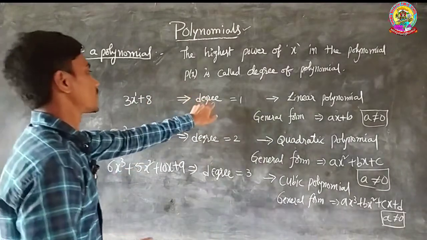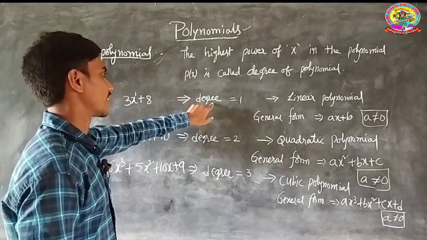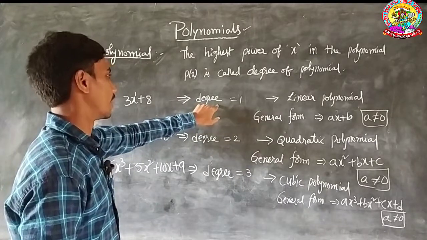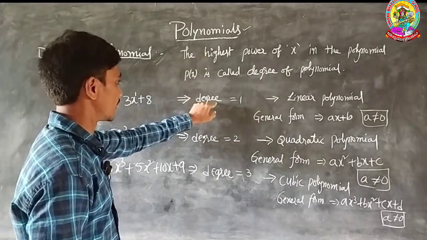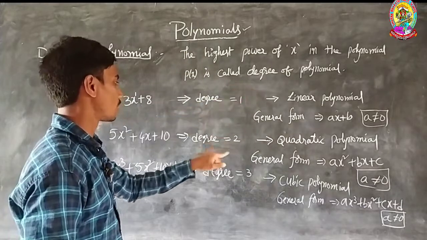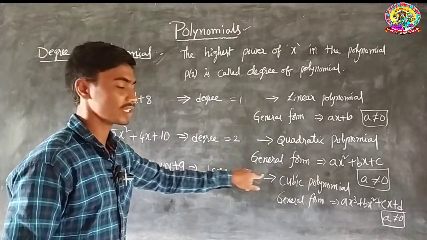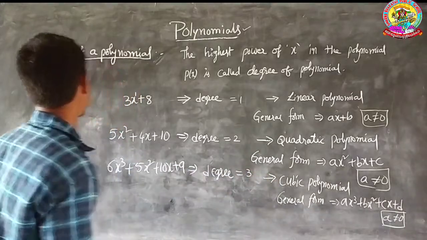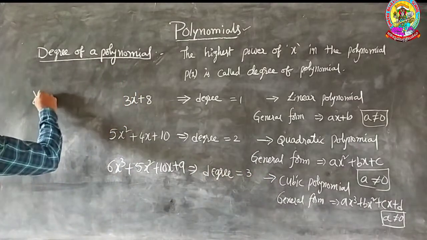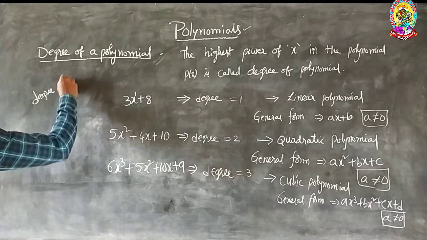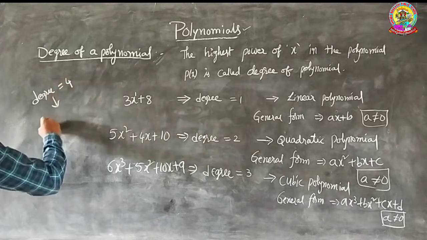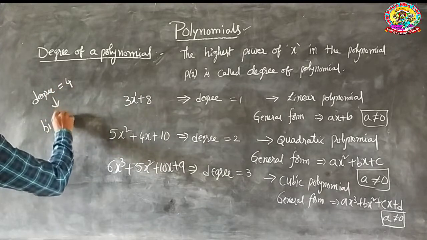So based on degree, we can give a name to a polynomial. If the degree is 1, that is a linear polynomial. Degree is 2, that is a quadratic polynomial. Degree is 3, that is a cubic polynomial. What will happen if the degree is 4? Degree is equal to 4, that is called a biquadratic polynomial.